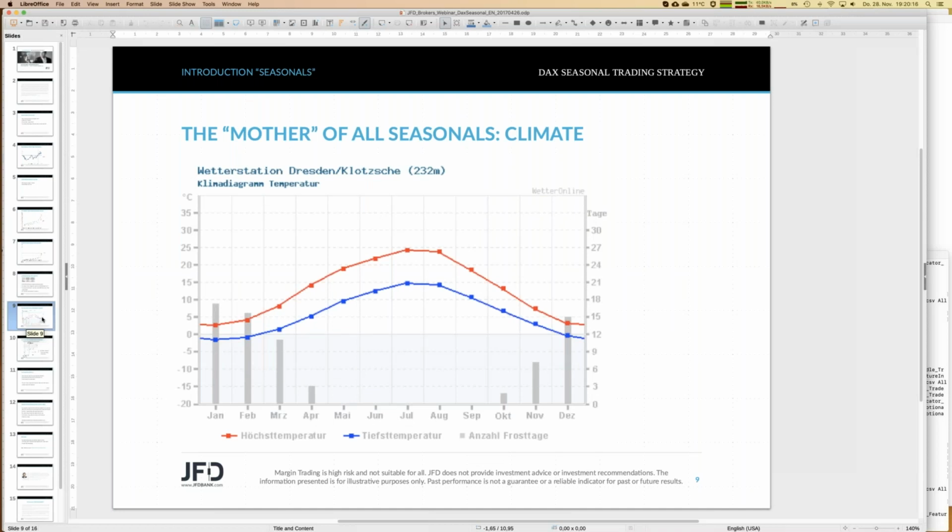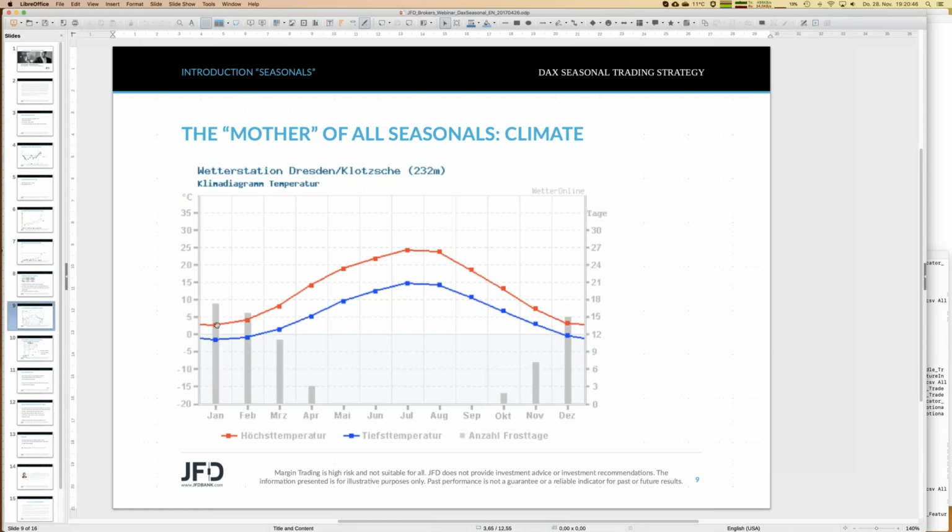And I call that slide the mother of all seasonals. And that's simply the climate. What I have here is exactly where I'm living. So Wetterstation means weather station. Dresden, that's the city in Germany, and Dresden-Klotzsche, that's the airport of Dresden, and there, I think there are the data. So that's the reason why we have Dresden-Klotzsche.